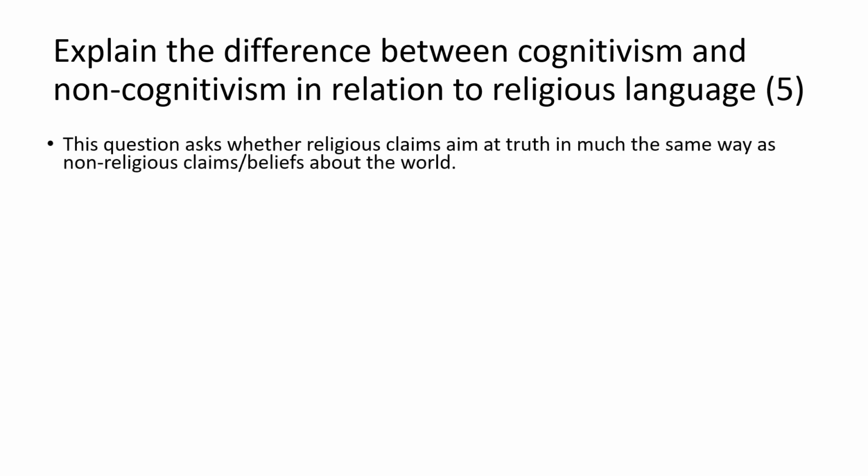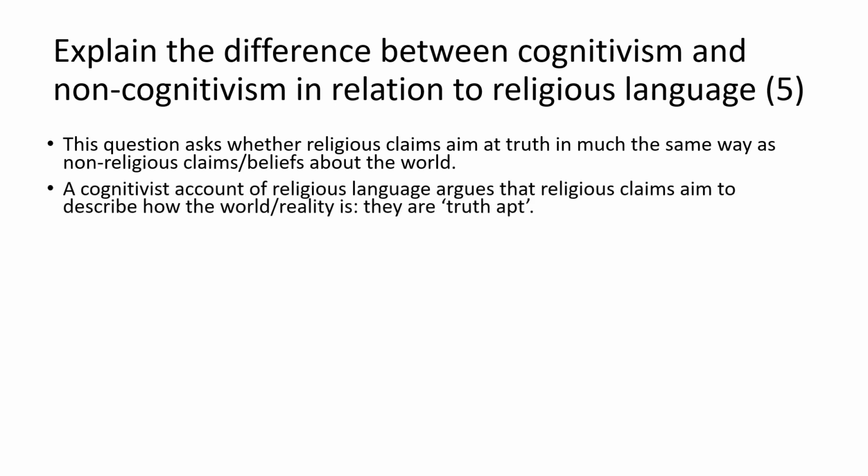Well, it's a question asking about whether religious claims aim at truth in much the same way as non-religious claims or beliefs about the world. If I describe how many chairs are in the room, I'm aiming to give a true description of how many chairs are in the room. So is religious language doing the same kind of thing? Well, a cognitivist account of religious language says it is. It argues that religious claims aim to describe how the world or reality really is. The technical word you could use for this is that these claims are truth apt. They can be proven to be true or false. Another way of talking about that is to say that they are propositional.